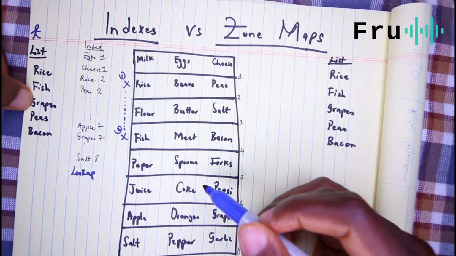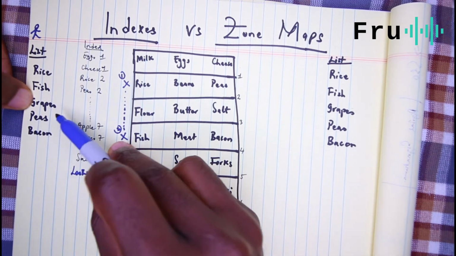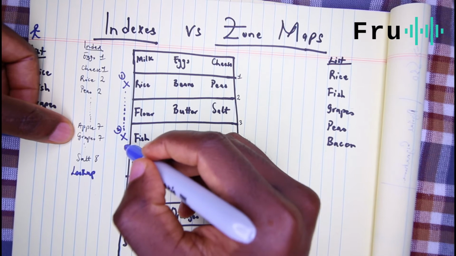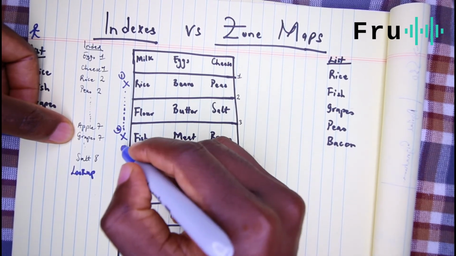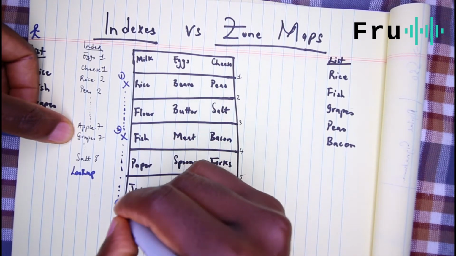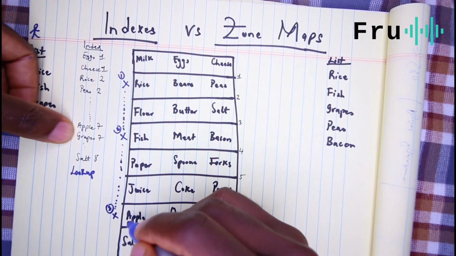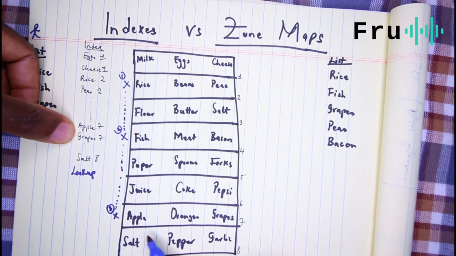The third thing, what do I need? I need grapes. All right, so I look up grapes on my index. Where is grapes? Grapes is on row 7. All right, so I walk down all the way to row 7, and I pick up grapes. So this is the third time. I go into the aisle and I pick up my grapes.